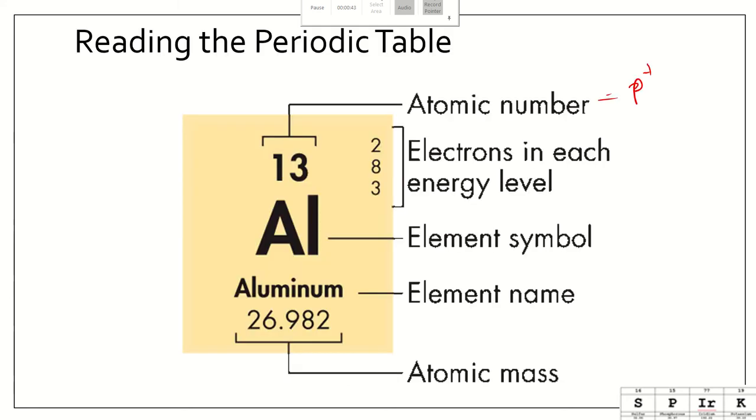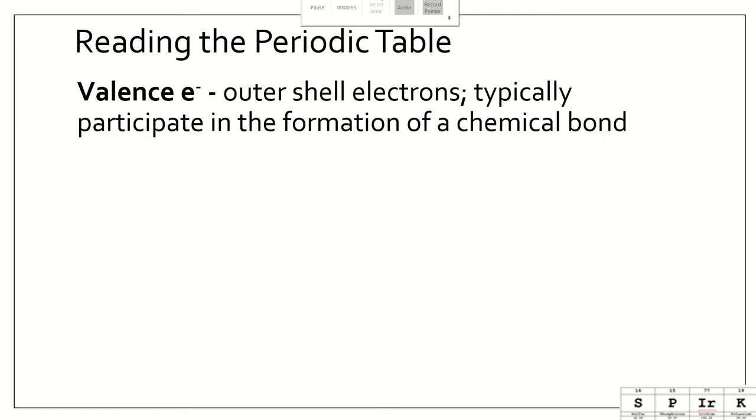So if we look at the periodic table, this is what you typically see. We see the number on the top, that's our atomic number. That tells us how many protons are there. Then we have the symbol, the name, and their atomic mass.